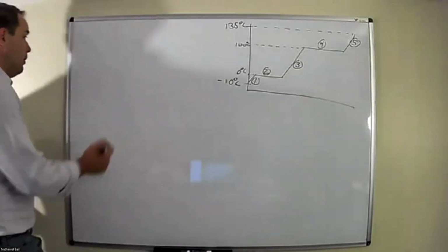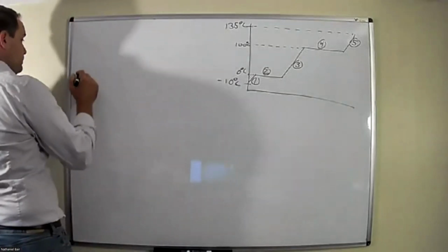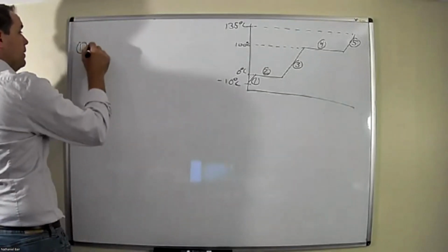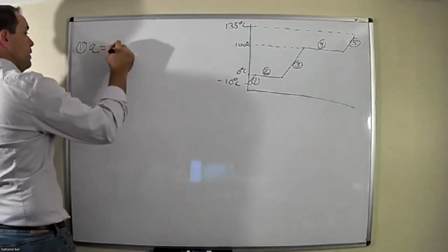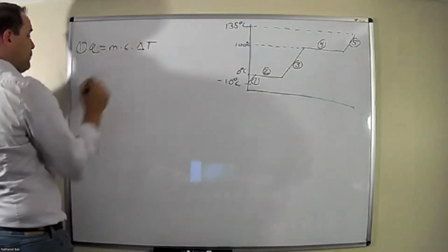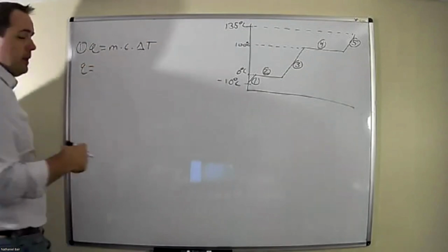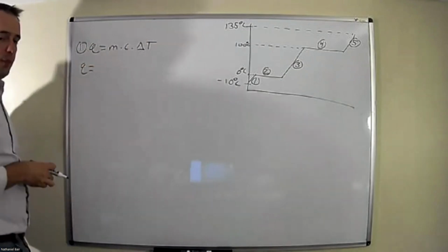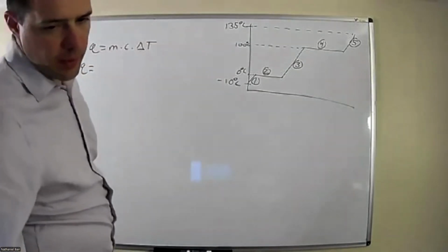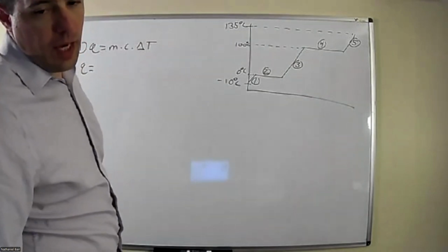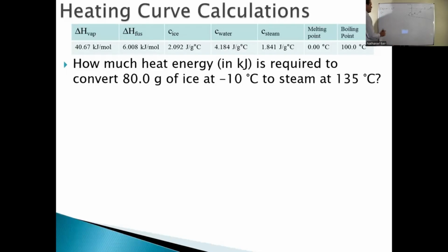Okay, so here we go. Let's do number 1. This is going to be Q equals mcΔT. We said the mass of the piece of ice, I can pop the problem back up there right now, is 80 grams. So we've got an 80.0 gram block of ice, and we are in the solid phase to start.